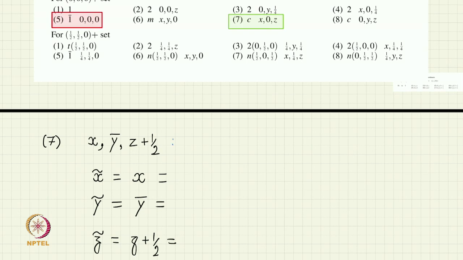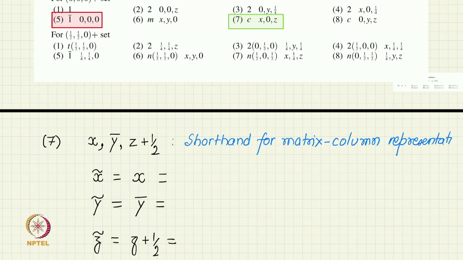So, we can note that this is a shorthand for the matrix column representation of the symmetry operation. How do we know this, that is, how do we expand this shorthand? Let us see what is given as the coordinate triplet at number 7 here. This coordinate triplet can be thought of as a mapping, in which the x coordinate is mapped to the x tilde coordinate.